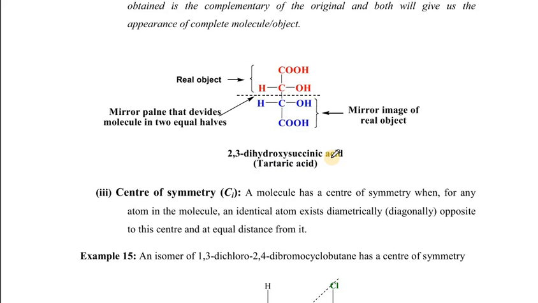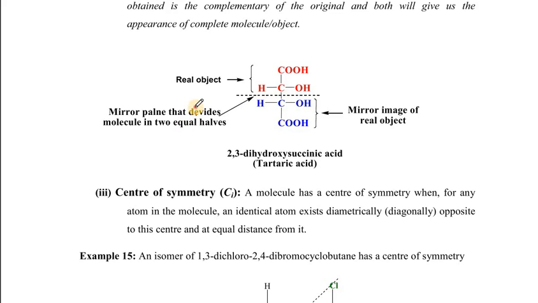And similarly, we can show this by different colors. Here this is shown by red color, this by blue. That is, if this is the real object and its mirror image, then this divides the molecule into two equal halves. So it is a center plane of symmetry.